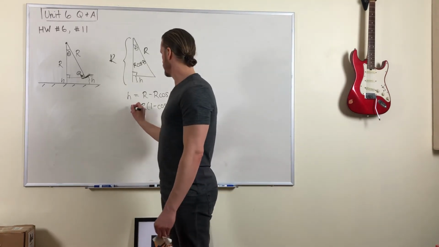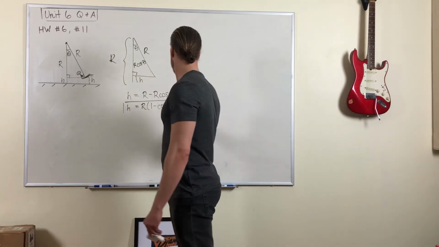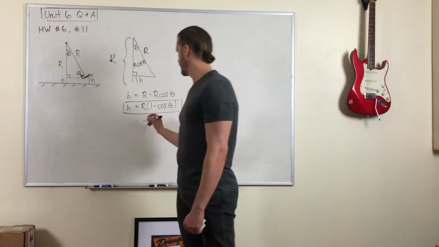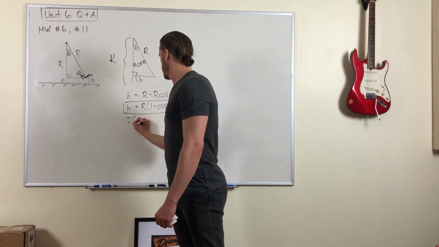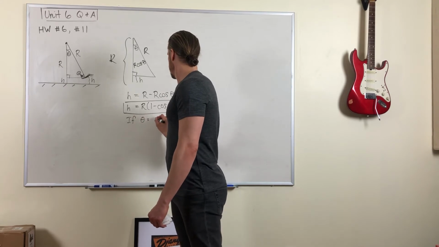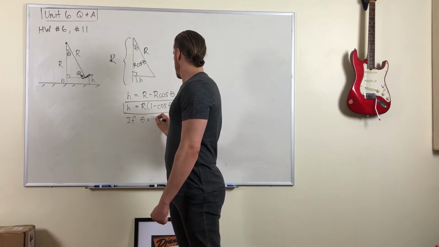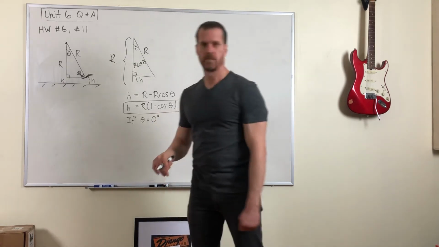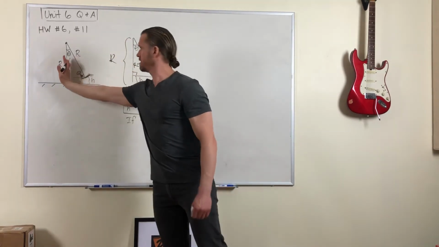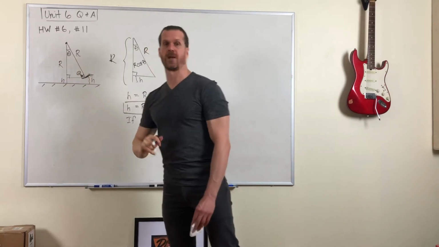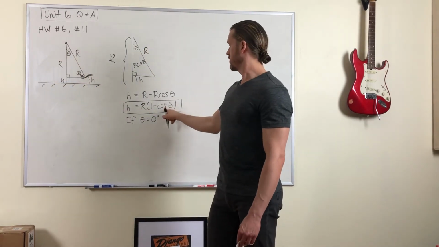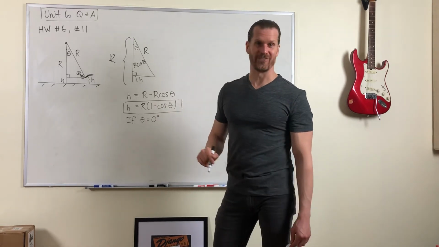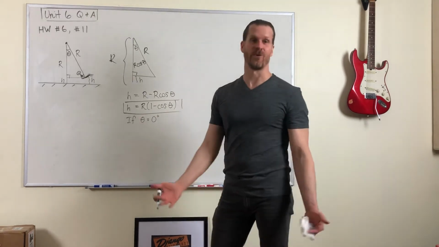And by the way, you can see that this expression makes sense for some extreme values. For instance, if theta is 0 degrees, that would mean that the child is at the bottom of the swing, they're at ground level. Cosine of 0 is 1. 1 minus 1 is 0, so the height is 0. The child's at ground level.